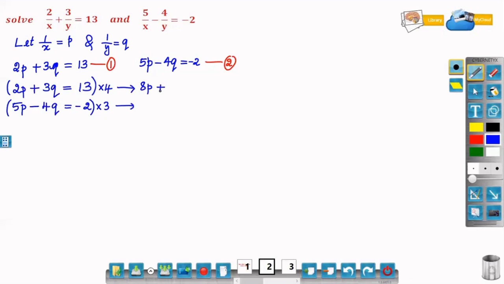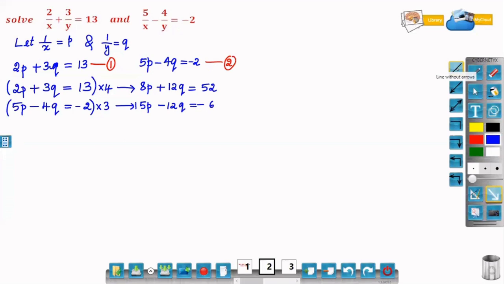So 4 into 2, 8p plus 4 3s are 12q is equal to 52. Multiply the whole equation by 3. So 15p minus 4q into 3, 12q is equal to minus 6. Now look at the two equations. Should we change the sign or not? Here no need of changing the sign, because in the first equation we have 12q and in the second equation we have minus 12q. 12q minus 12q is equal to 0. So don't change the sign.